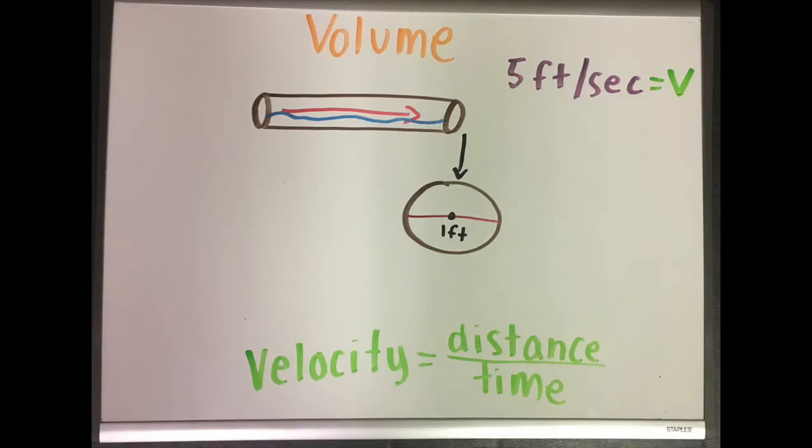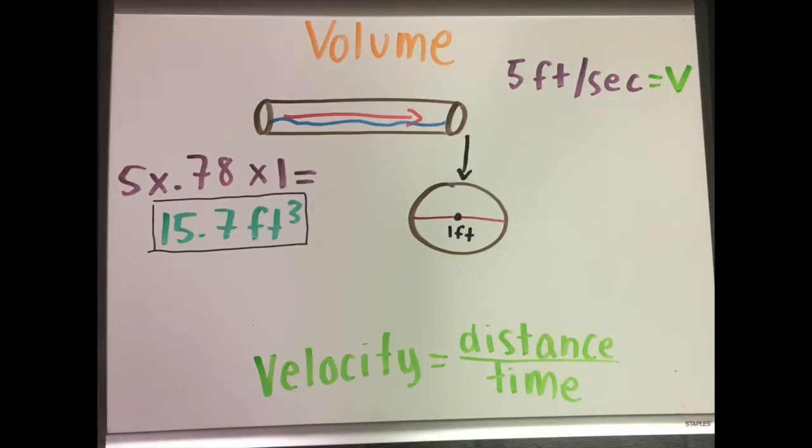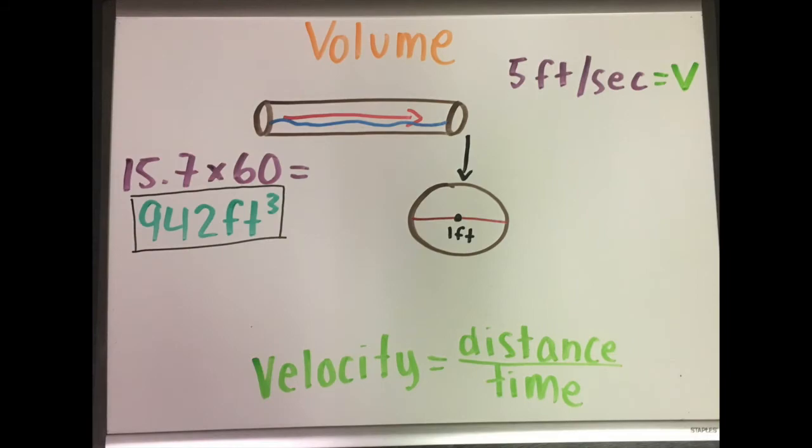If water in our hose has a velocity of 5 feet per second, then the volume of water coming out of the hose in 1 second will be the area of the opening of the hose, 0.78 square feet, which we found above, times 5 feet per second, the velocity, times 1 second, the time, equals 15.7 cubic feet. In a minute, 60 seconds, the volume of water moving through the hose will be 15.7 cubic feet times 60 seconds, which equals 942 cubic feet. Doing this allows you to find out how much volume of the tank that the hose will fill.